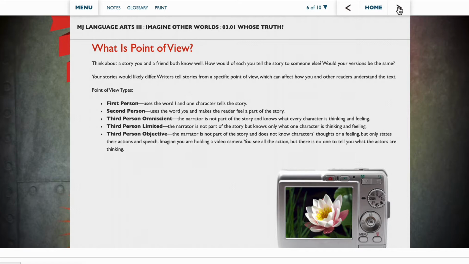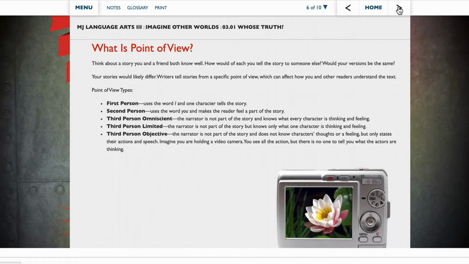What is point of view? Think about a story you and a friend both know very well. How would each of you tell the story to someone else? Would your versions be the same? Your stories would likely differ. Writers tell stories from a specific point of view, which can affect how you and other readers understand the text.